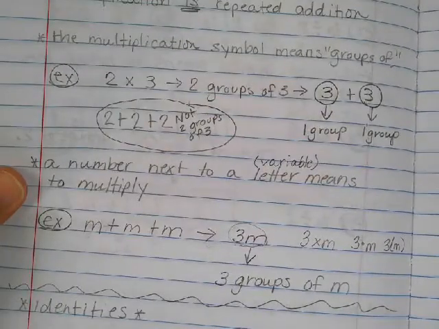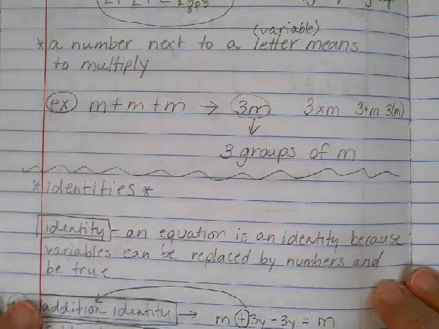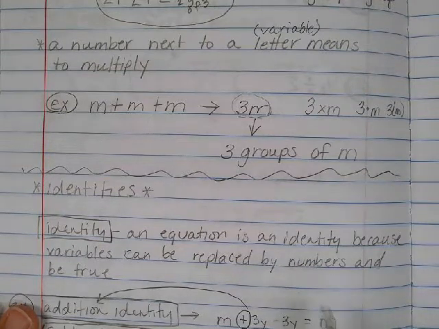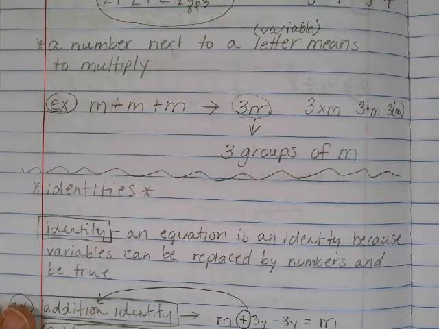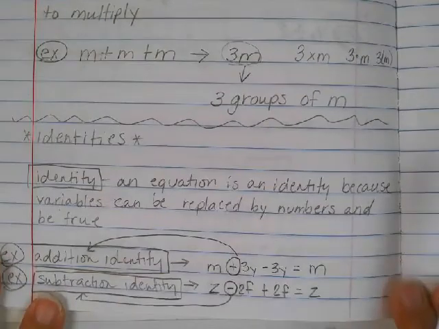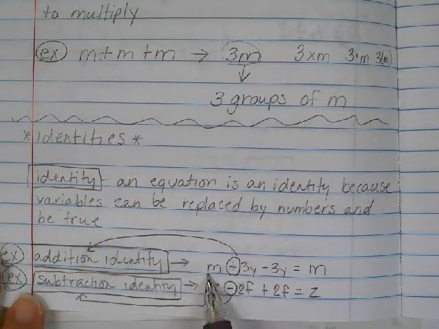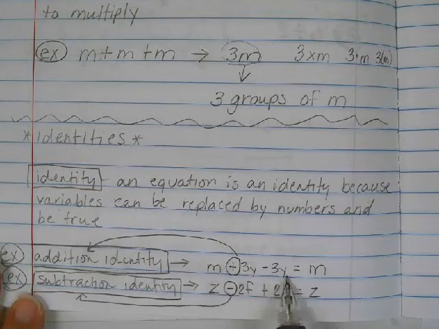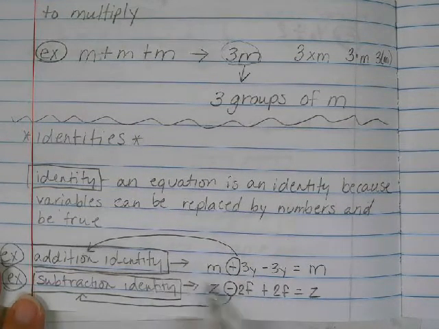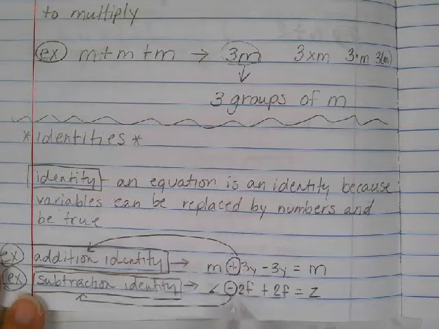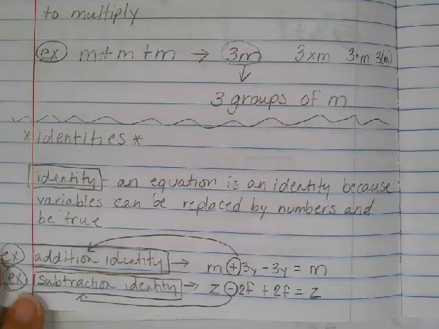Finally, we are going to give names to the identities that we've been practicing over the last 2 days. The definition of an identity is an equation is an identity because variables can be replaced by numbers and can be true. So an example of the addition identity is m plus 3y minus 3y equals m. When it starts with an addition, then it's the addition identity. Subtraction identity, z minus 2f plus 2f equals z. So if it starts with subtraction, then it's a subtraction identity.